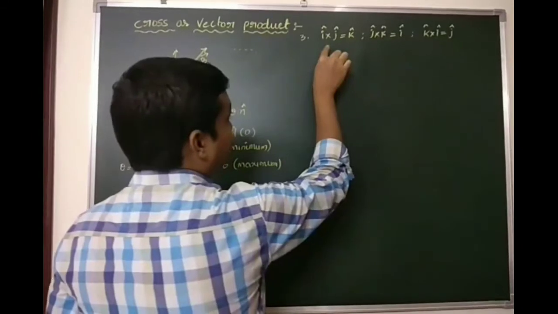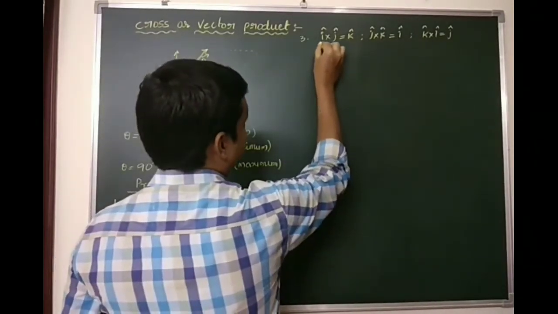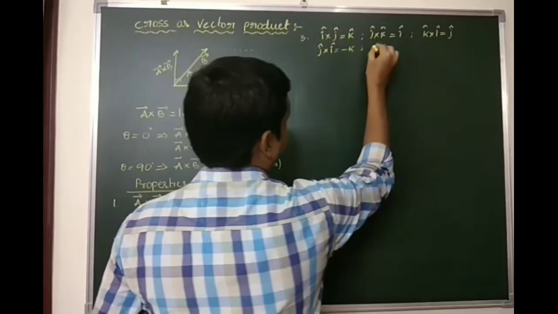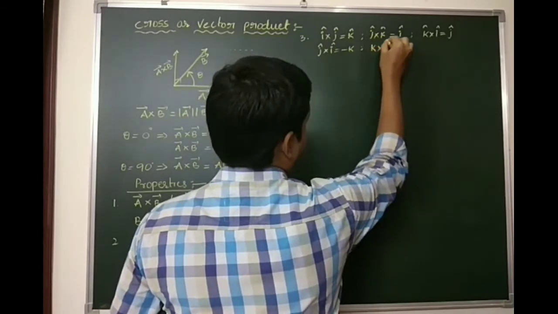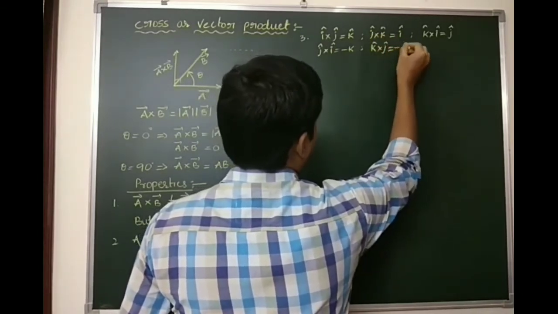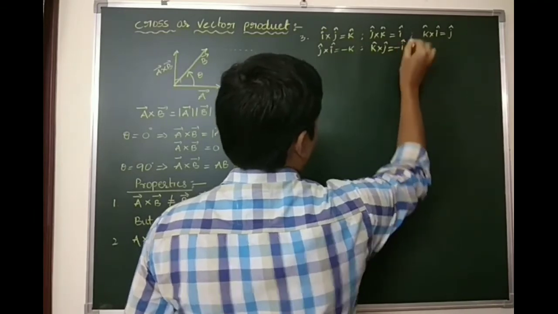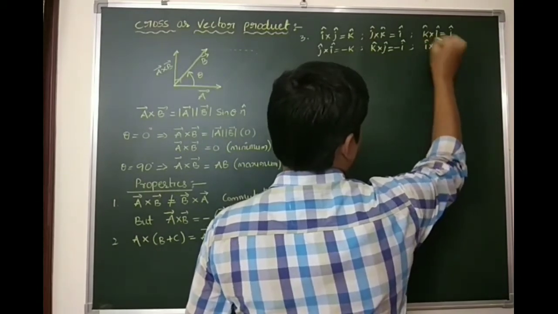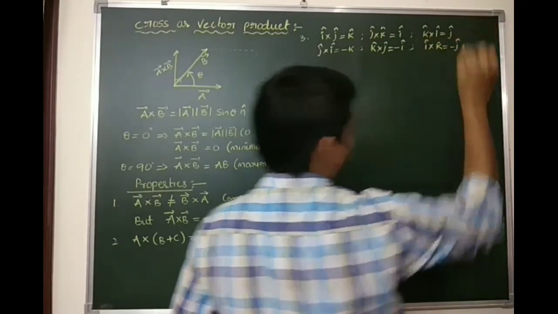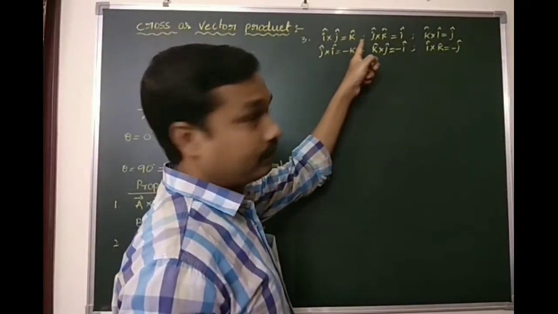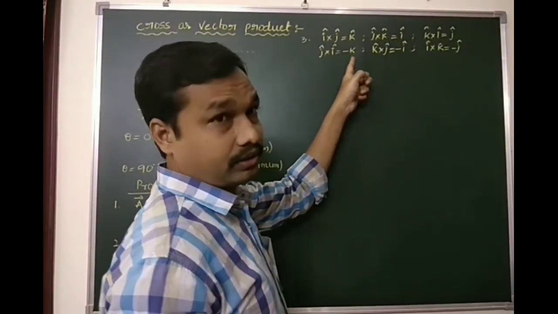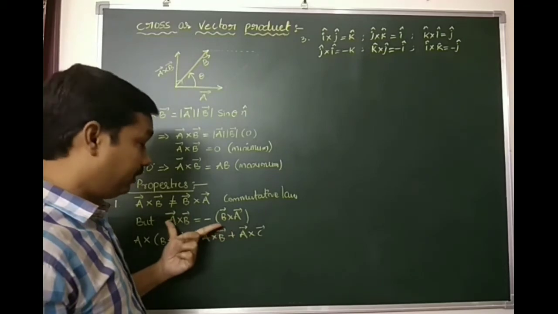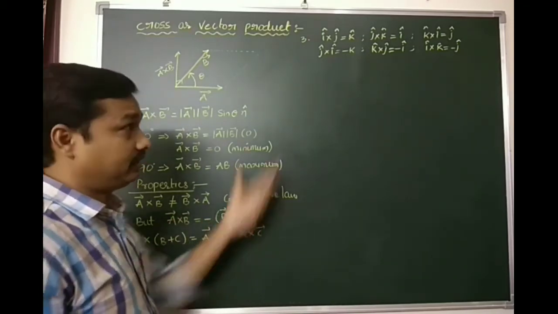If we do J cross I, we get minus K. So J cross I equals minus K, K cross J equals minus I, and I cross K equals minus J, while I cross J equals K. J cross I is equal to minus K according to the commutative law: A cross B equals minus B cross A.